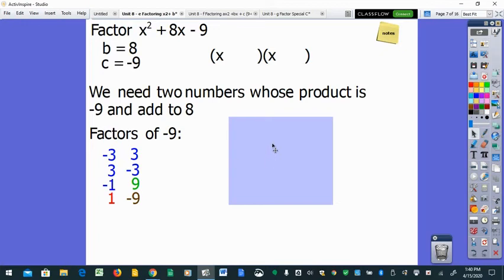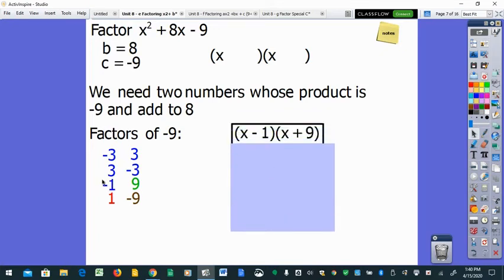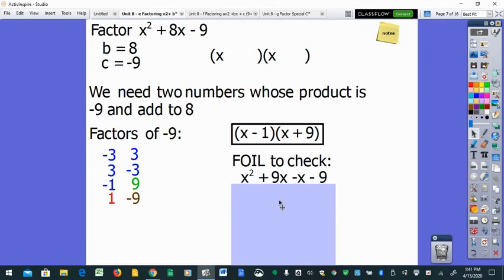So I am thinking that my two linear binomials, one of them will have x minus 1 and the other one will have x plus 9. So I'm going to FOIL that to check. x times x gives me x squared. Now out here, I've got a +9 times an x, so I have a +9x. And on the inner, I've got a -1x. And a +9 take away 1 will give me 8x in the center. And a -1 times 9 gives me -9. And so sure enough, I got back what I started. So this is the factorization of that.